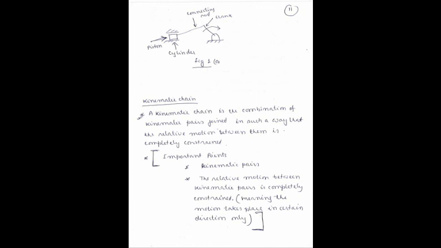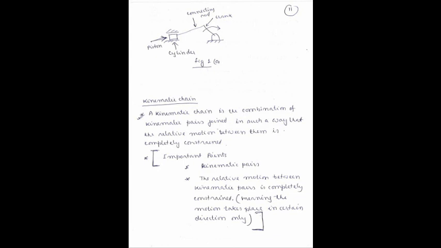Kinematic chain. A kinematic chain is the combination of kinematic pairs joined in such a way that the relative motion between them is completely constrained. So in case of a kinematic chain, it should be a combination of kinematic pairs and they should be combined. All these kinematic pairs should be combined in such a way that the relative motion between them is completely constrained. That means the relative motion should take place in a constrained direction. That means in a definite direction.